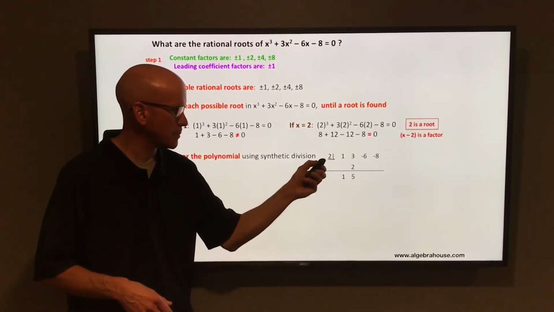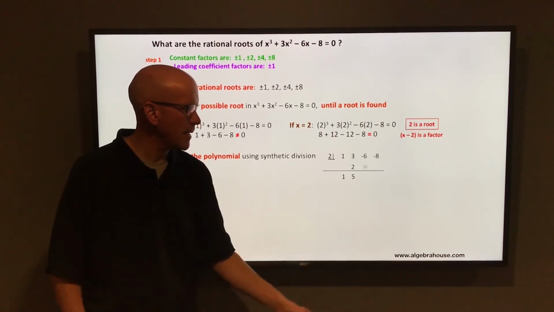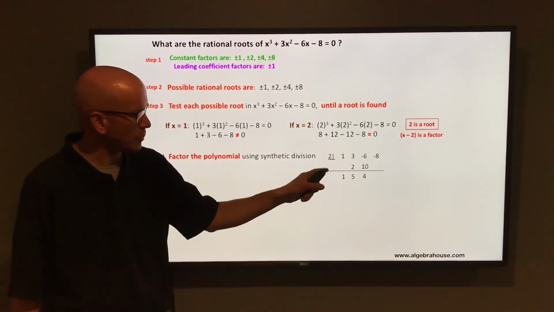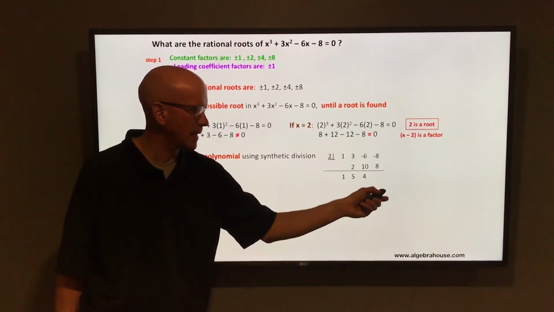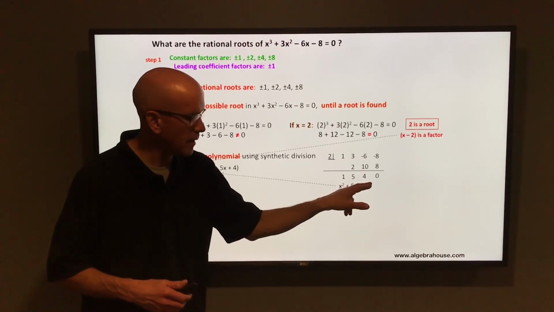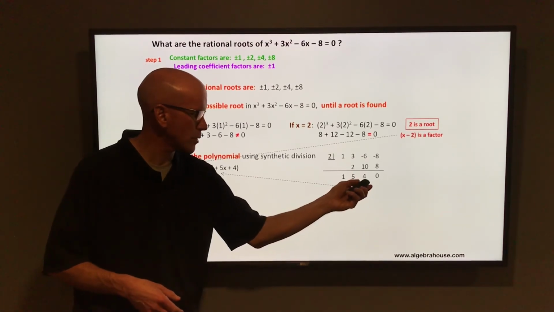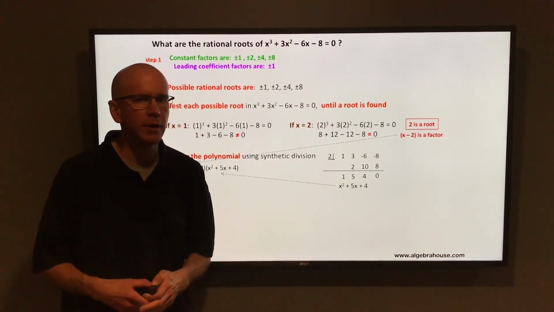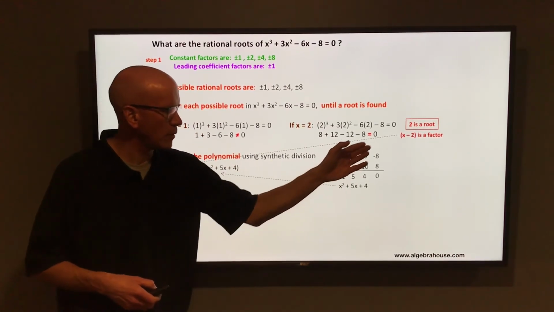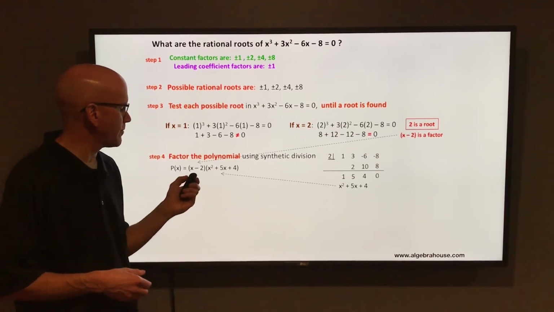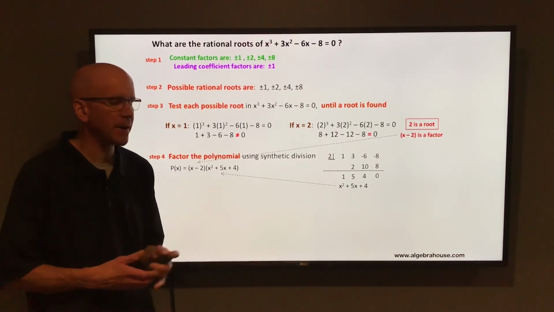Go back to the box, multiply 2 by 5, that is 10. And then add negative 6 and 10, that is 4. Go back to the box, multiply 2 by 4, that is 8. And then add negative 8 and 8, of course you're going to get 0. So those are the coefficients of another factor. 4 is the constant term, 5 is the coefficient of x, and 1 is the coefficient on the x squared. So that is another factor along with the x minus 2 that we got earlier. So those are two factors, x minus 2 times x squared plus 5x plus 4.